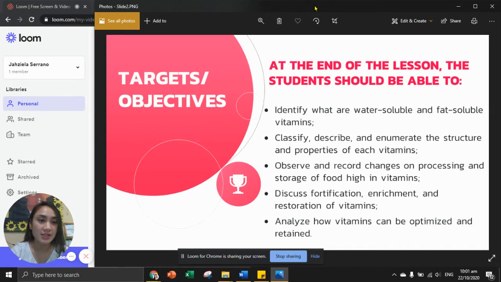So at the end of the lesson, the student should be able to first, identify what are water-soluble and fat-soluble vitamins. Classify, describe, and enumerate the structure and properties of each vitamin. Observe and record changes on processing and storage of food high in vitamins. Discuss fortification, enrichment, and restoration of vitamins. Analyze how vitamins can be optimized and retained.